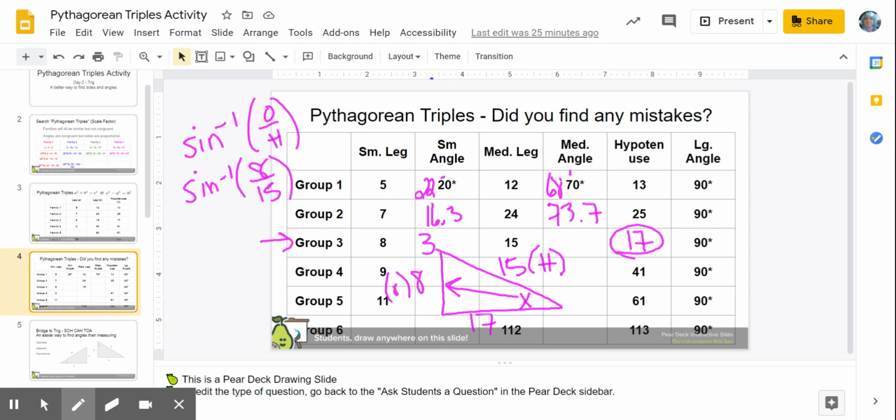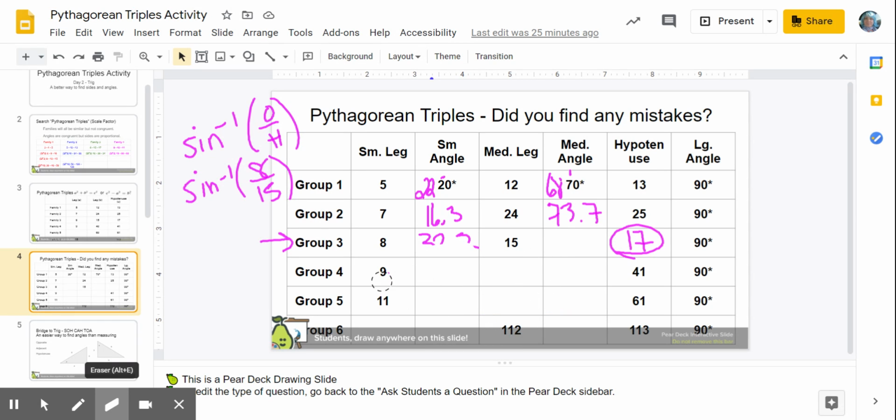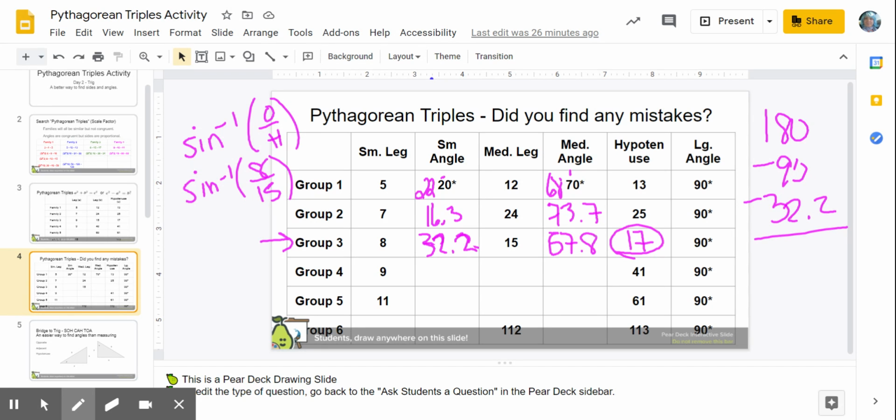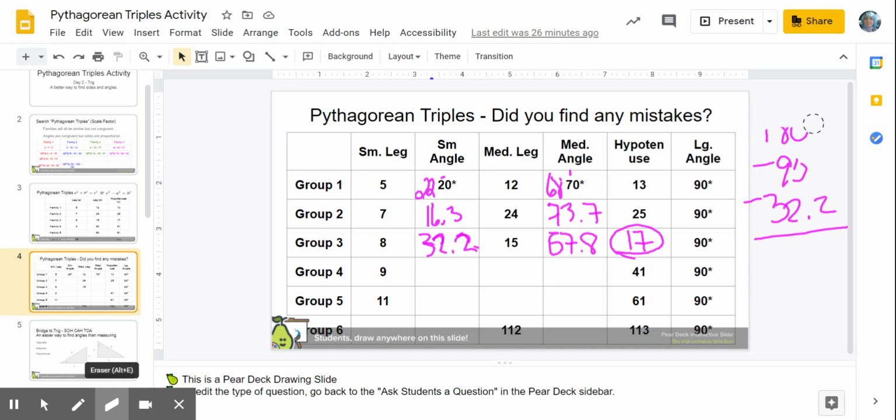So the small angle is going to be 32.2. So what's the big angle going to be? What's the relationship between those two angles? Going to add up to 90 degrees, right? So 180 minus 90 minus 32.2 gives me what? 67? 57.8. Awesome. So that was the third group. What about the fourth one?